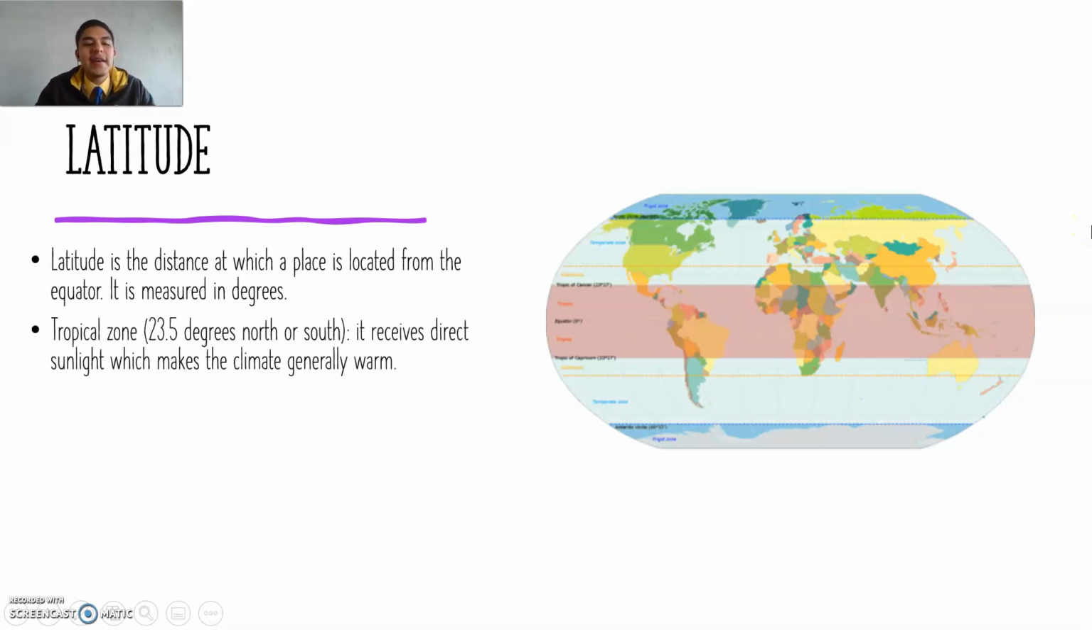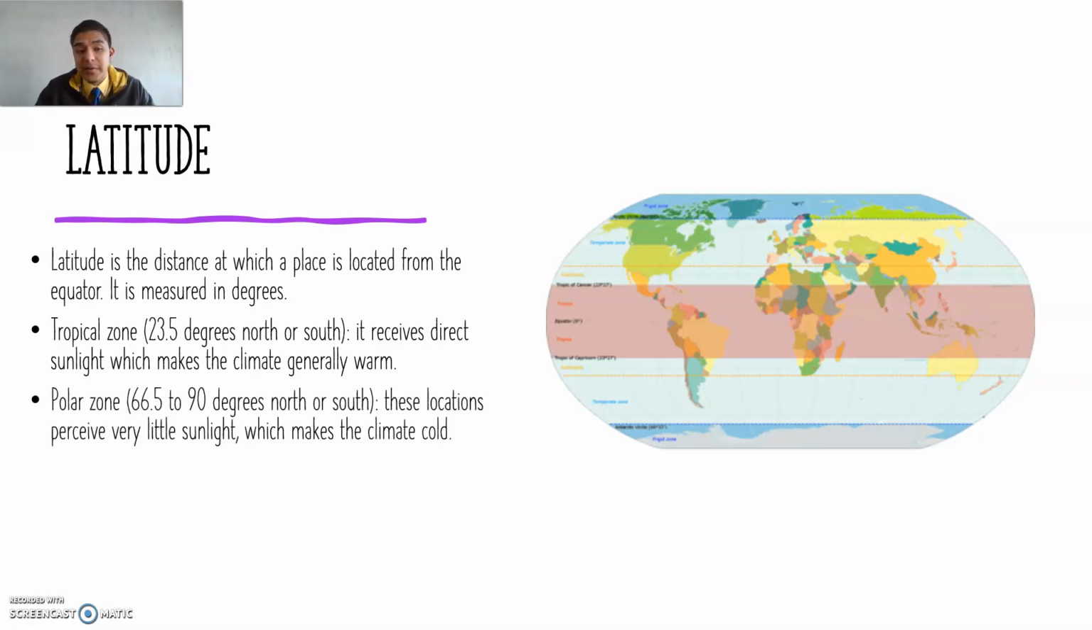All right. And we have 3 different zones. The first one is the tropical zone, and it can be located at either 23.5 degrees north or 23.5 degrees south. So here is the equator, so it will be 23.5 degrees at the top and at the bottom. It receives direct sunlight, which makes the climate generally warm.